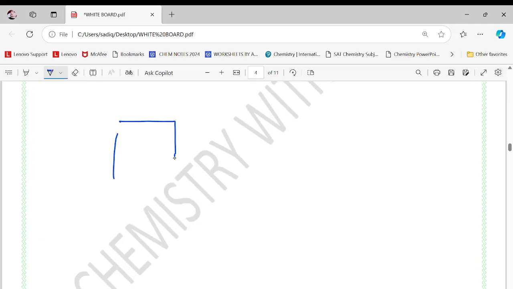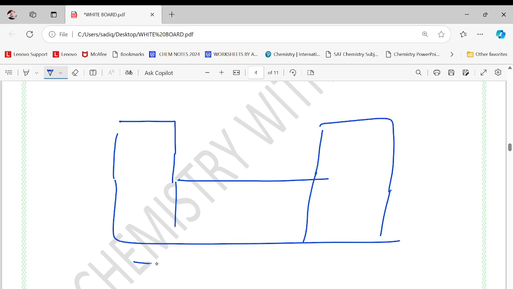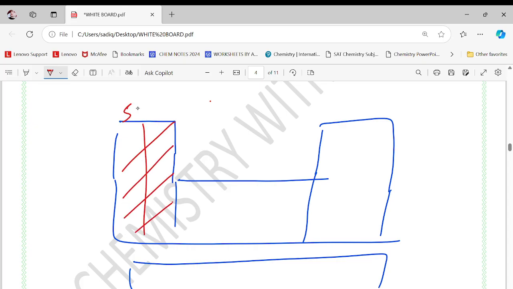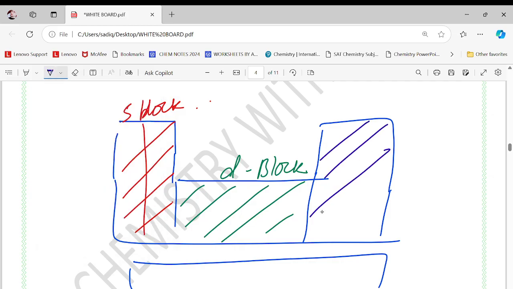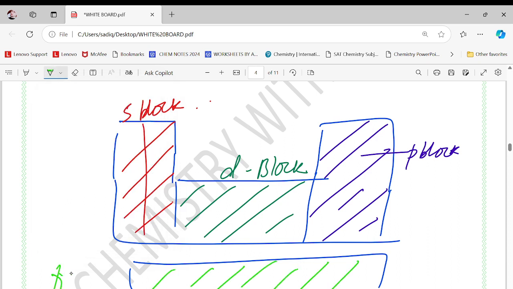Now let me just draw this on the periodic table for you. If this is our periodic table, a sketch of the periodic table, these two sides are the S block, then we have the D block, then we have the P block, and then the last one, this one is the F block.